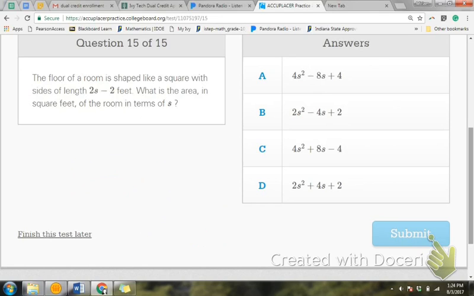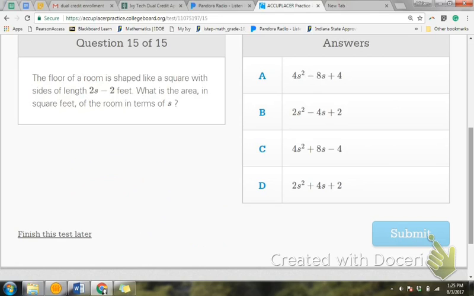The floor of a room is shaped like a what? Square. So what should you draw? A square. Floor of a room is shaped like a square with sides of length 2s minus 2. Now I know you haven't had geometry yet, but what do you know about all the sides of a square? All the sides of the square are equal. They're all the same, right? So if one side is 2s minus 2, then the other side is 2s minus 2. All four sides are the same.